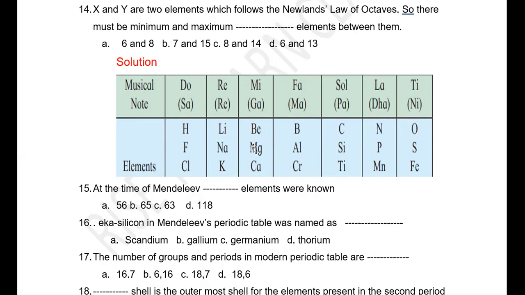So minimum 6 elements. Now, if you take chlorine, how many elements are between hydrogen and chlorine? Till oxygen, 6 is there. Now 7, 8, 9, 10, 11, 12, 13. That is maximum 13 elements and minimum 6. So option D is the correct answer. Six to 13.